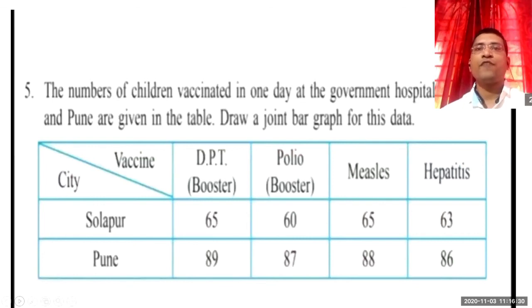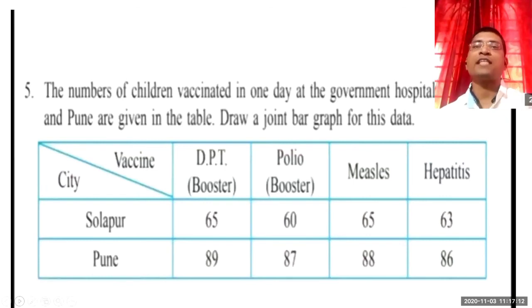The number of children vaccinated in one day. You know, vaccine is given for various diseases, like DPT booster. When you are small, doctors give that type of vaccine: DPT vaccine, polio vaccine, measles, and hepatitis. Now we are waiting for the vaccine for corona. Everybody is waiting for that, and after that vaccine we can go everywhere.